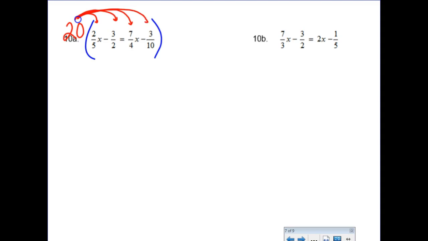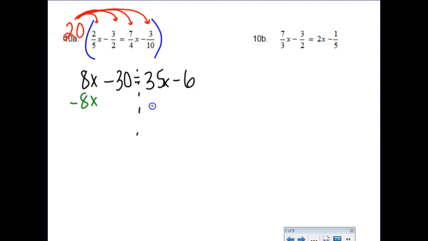That's all. So let's distribute this 20. And as you type 20 times each of these fractions, you type 20 times 2 divided by 5. That's how you type that on the calculator. So what does that become? That's an 8x minus 30 equals, let's see, 35x minus 6. And now we solve. So I'm going to bring all my x's to the right this time, which means I'm going to bring my constants to the left. I'm going to add 6.